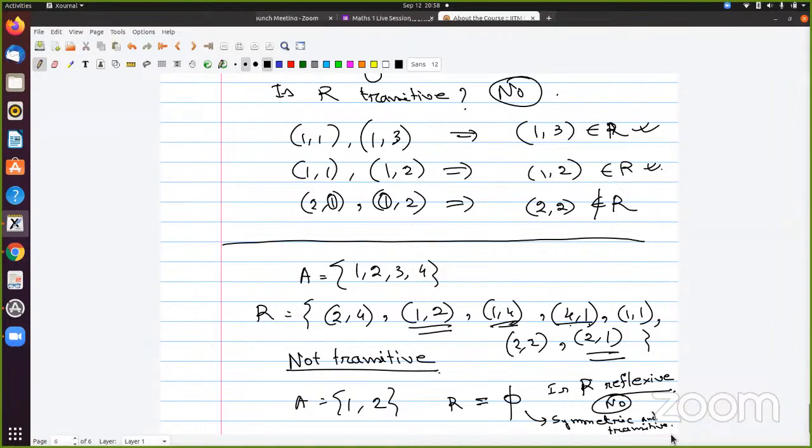Sir, just one question. What is the minimum number of elements the Cartesian product should have such that the relation becomes symmetric?